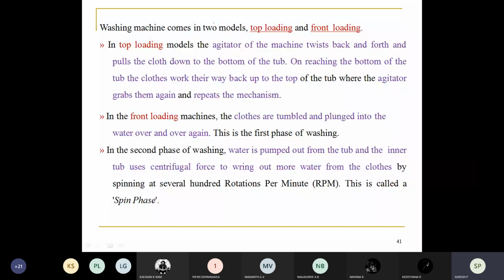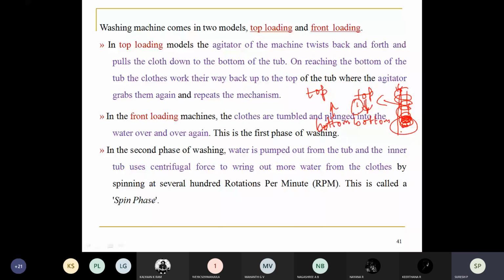So that means, if we take the top loading machine, the cloth will be running from here to down, like twisting, from back and forth twisting, and the cloth will be going to the bottom of the tub. Now after coming to the bottom of the tub, what will happen? The cloth has to be moved back to the top once again, because whatever cloths are at the top have to come to the bottom. So first it works from top to bottom, and then from bottom to top.